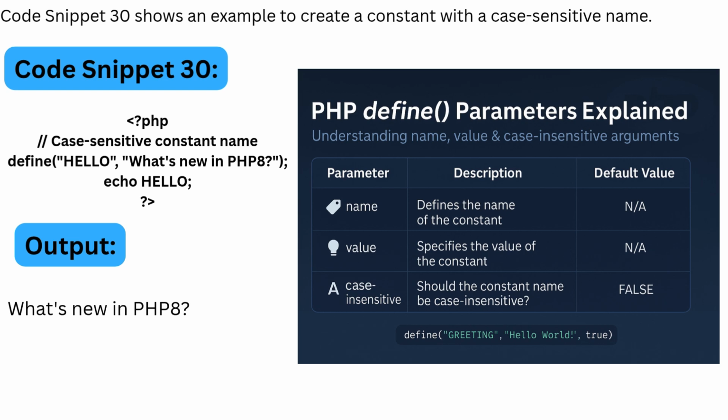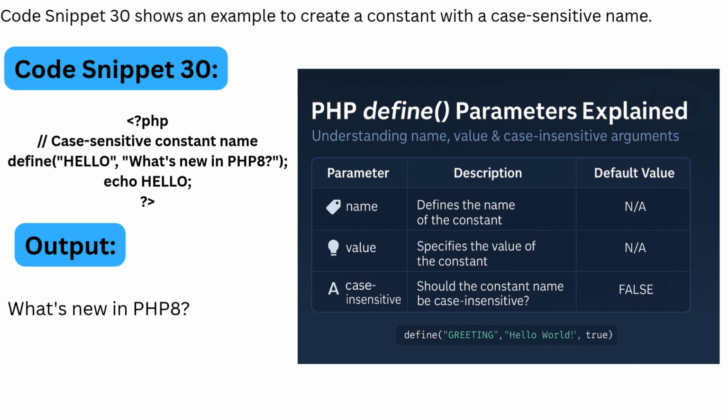This example demonstrates how constants in PHP are case-sensitive by default. That means if you try to use the same constant name in a different case, such as echo hello or echo Hello, PHP will throw an error saying that the constant is undefined. Only the exact case, in this example, HELLO, will work. This behavior ensures consistency and accuracy in your code, preventing accidental overwriting or misuse of constant names.